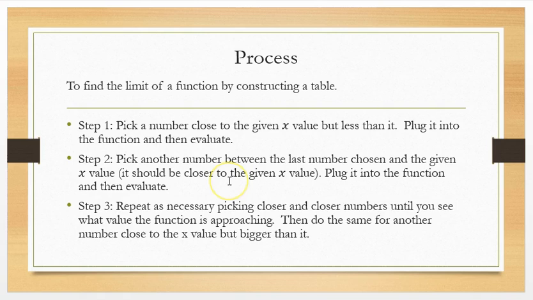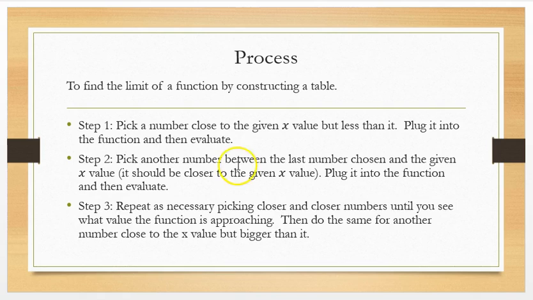Then you would pick another number between the last number we just chose, 1.9, and the given value of 2. So it should be even closer to 2 is what I'm telling you here. And then you're going to plug that number into the function and evaluate. So if I started with 1.9 for step 1, in step 2 I'd pick an even closer number like 1.99. And then you can repeat that process and keep getting closer and closer. You could pick 1.999, 1.99999. And the closer you get, the more exact your answer will be.